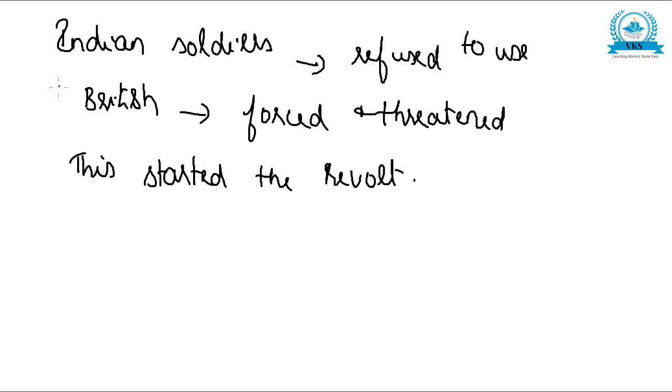So the Enfield rifle cartridge had a cover, a rumor spread that it was smeared with cow fat and pig fat, and the Indian soldiers refused to use it, and when British forced and threatened them, it started the revolt. So these were the main causes for the revolt of 1857. Let us go through the points once more.